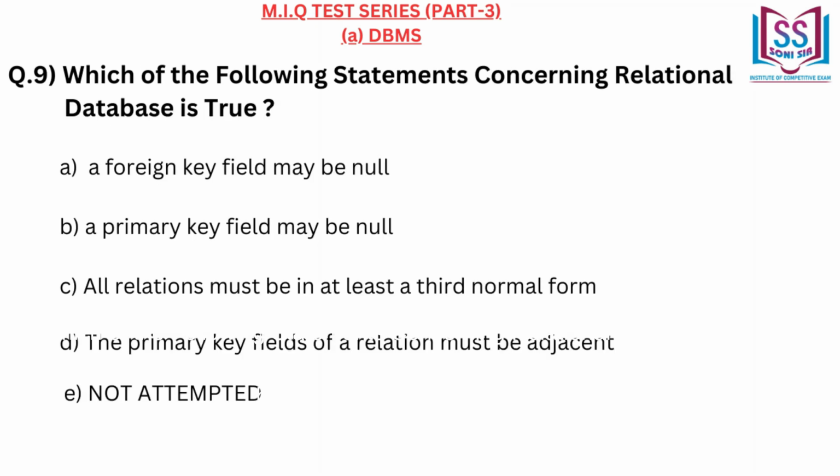Which of the following statements concerning relational database is true? A. A foreign key field may be null. B. A primary key field may be null. C. All relations must be in at least a third normal form. D. The primary key fields of a relation must be adjacent.